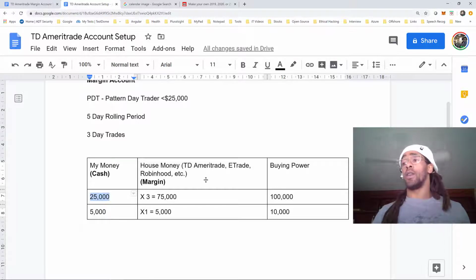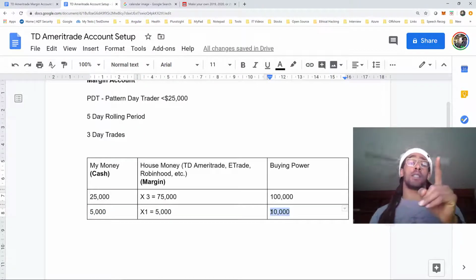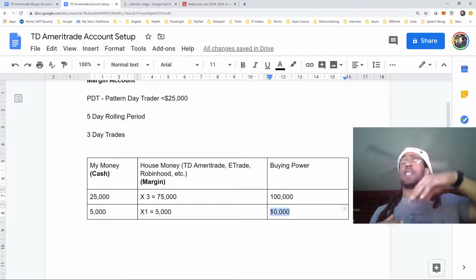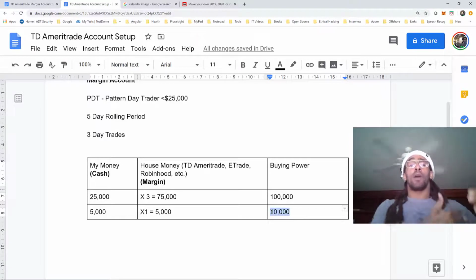But again, you can immediately see the power of leverage. So if I have any amount less than $25,000, the house will give me 1 times my money. So if I got 5,000, the house will give me 5,000. So now when I go to the marketplace to buy stocks, not stock options, which is what we primarily do, I have $10,000 of buying power in the marketplace versus my cash buying power, right? So that's the beauty of margin, right?